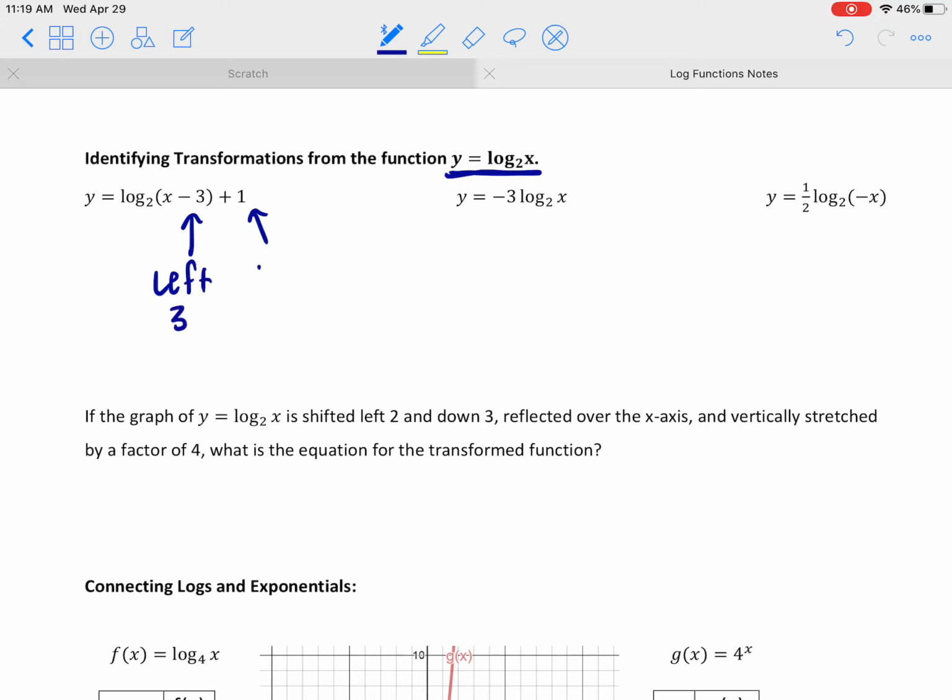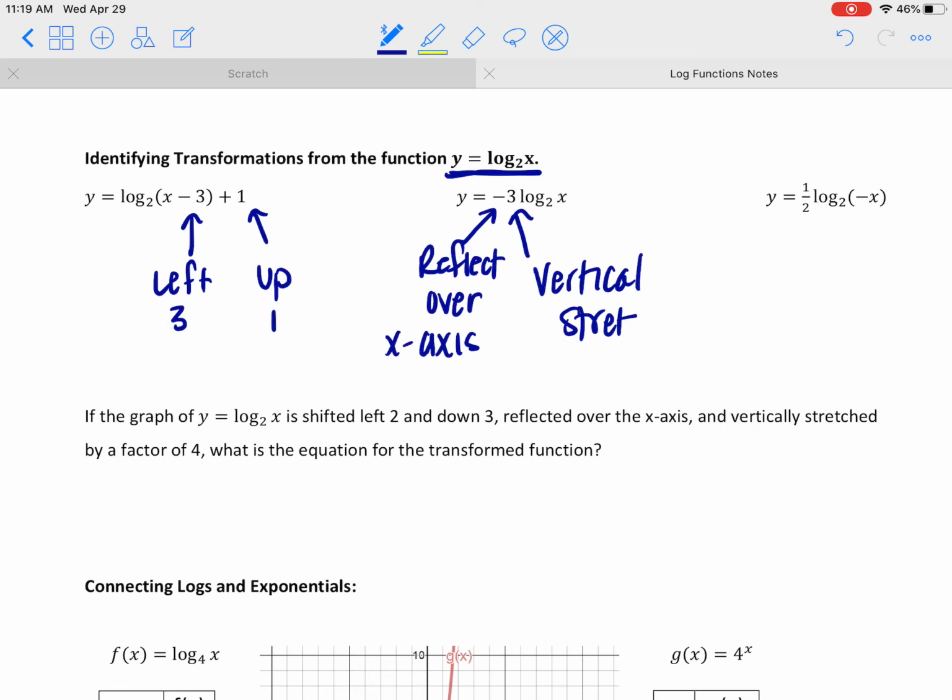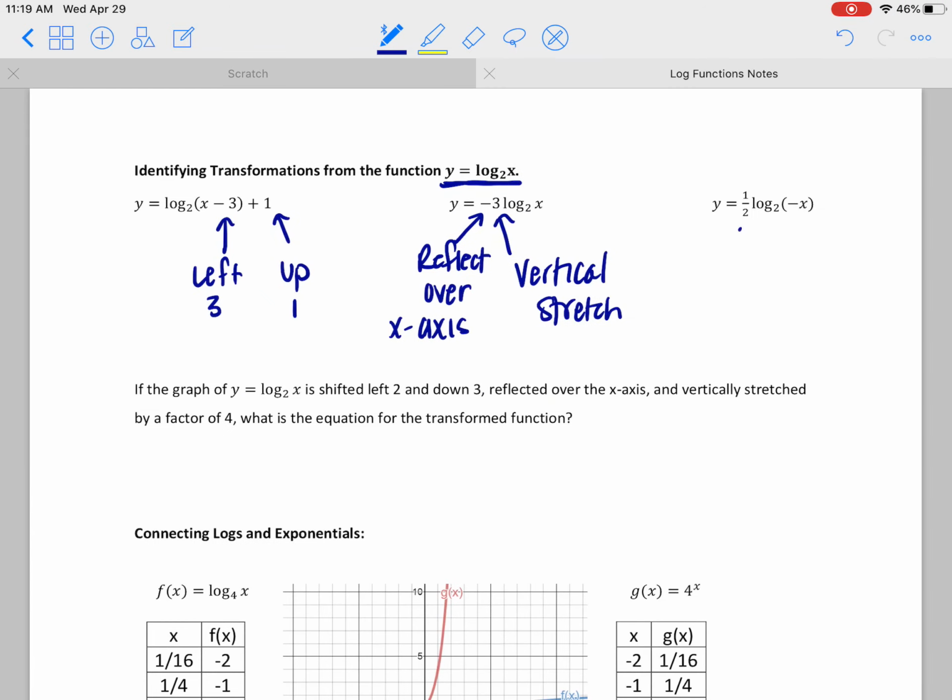Okay, so the same transformation rules we've looked at from the beginning of the semester apply. So here, for example, if we were going to compare to log base 2 of x, then we also put in this minus 3 and this plus 1, what would happen to that graph? Well, the minus 3 would make the graph go to the left 3, and the plus 1 would make the graph shift up 1. Here we've got a negative and we've got that 3. So the negative would make the graph reflect over the x-axis, and then the 3 would be a vertical stretch of the graph.